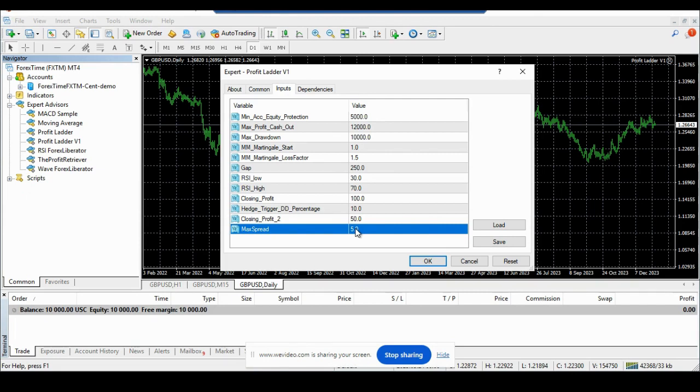Once again, if you don't understand pips and lots and all those sorts of things, I strongly suggest you first go and do the Forex Expert Secrets program, which is for beginners. And once you've set all your settings, all you will do is say, okay.